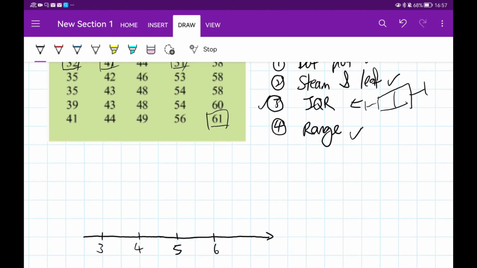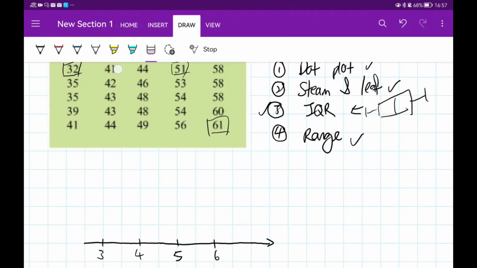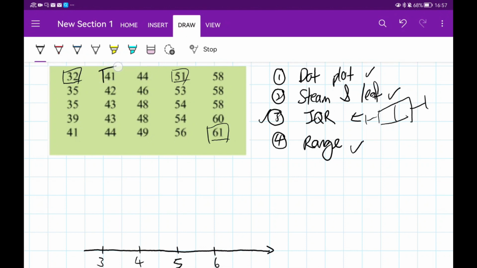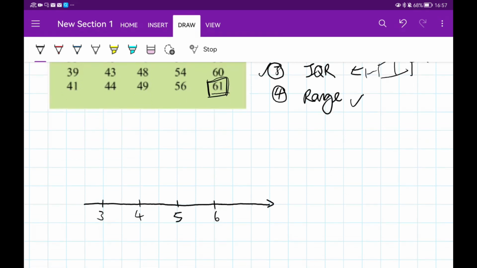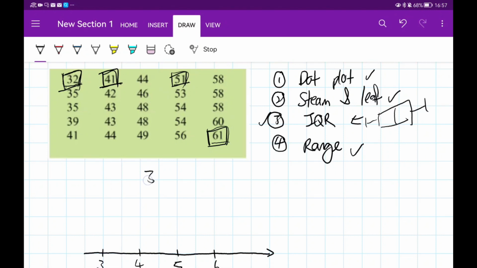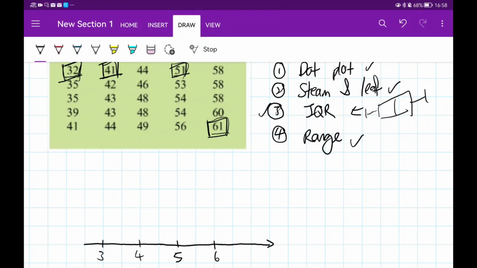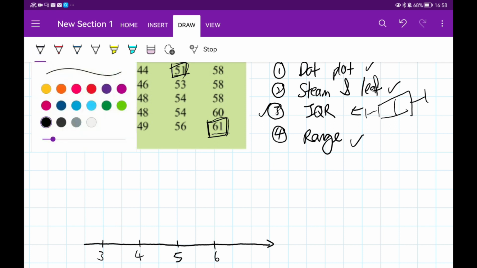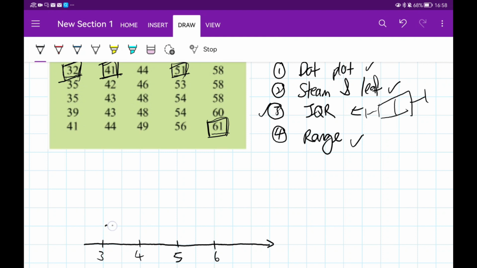So here we need to write all the first digits of the data given. So we got 3, 4, 5, and 6, right? So we draw it out, 3, 4, 5, 6. It represents the first digit, like 32. We have 3 as the first digit. So if we plot 32, we plot somewhere over here, then 35 somewhere over here.